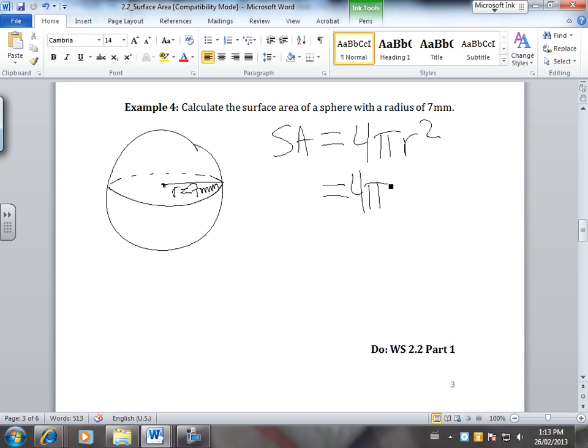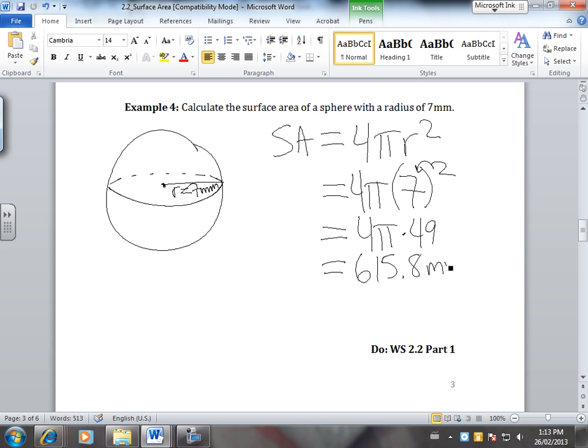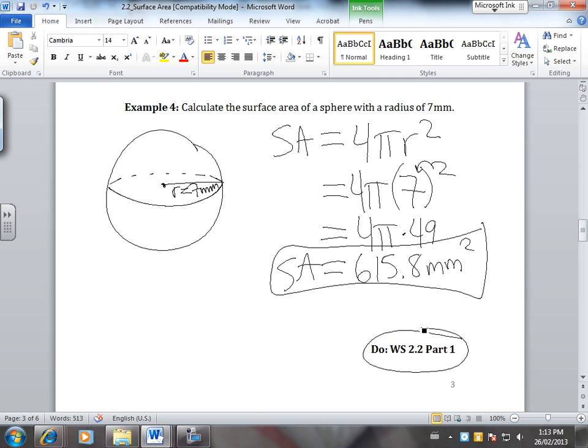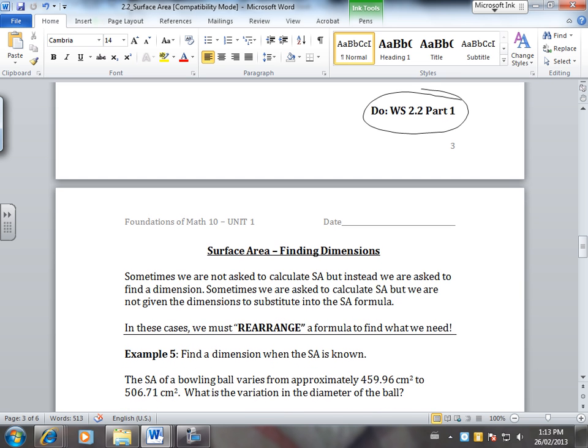So for all of these, or for most of these, we really just need our radius. And we're usually just given it as radius. Sometimes we're given it as diameter. We just divide by 2. So we'll have 4 pi times 49, because the squared belongs to the 7. And that will give us 615.8 millimeters squared. Okay, and so you'll be able to do part 1 of the worksheet.